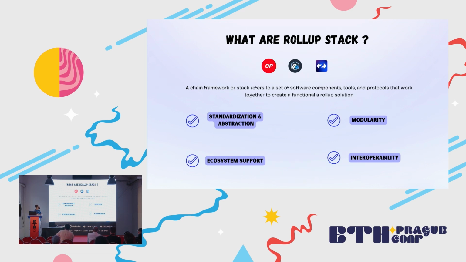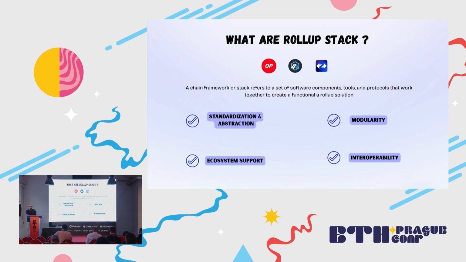Whenever you choose one of these rollup stacks, you get ecosystem support from them, which is community support, extensive documentation, and sometimes monetary benefits as well. And all these stacks are designed with interoperability in mind, which makes it easier to connect with other blockchains. So if you're building your own blockchain and you're not using a rollup stack, you have to figure out interoperability. You have to start from scratch.